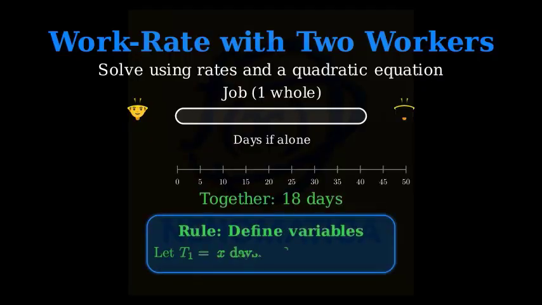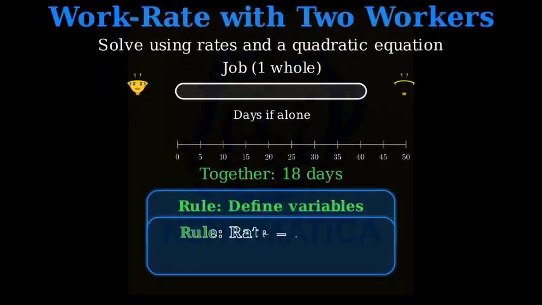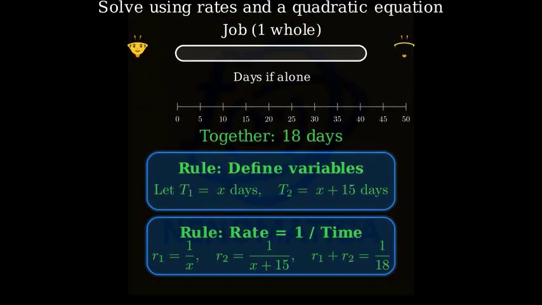Step 1. Define variables. Let the first worker alone take x days. Then the second takes x + 15 days. Step 2. Translate times into daily work rates. A time of x days means the rate is 1/x jobs per day. Similarly, the second worker's rate is 1/(x+15). Together the combined rate is 1/18.